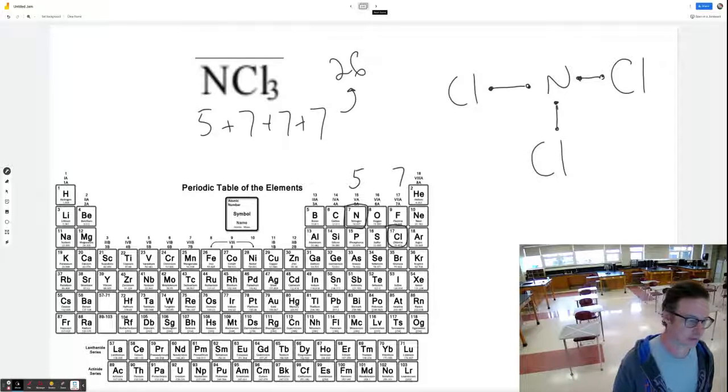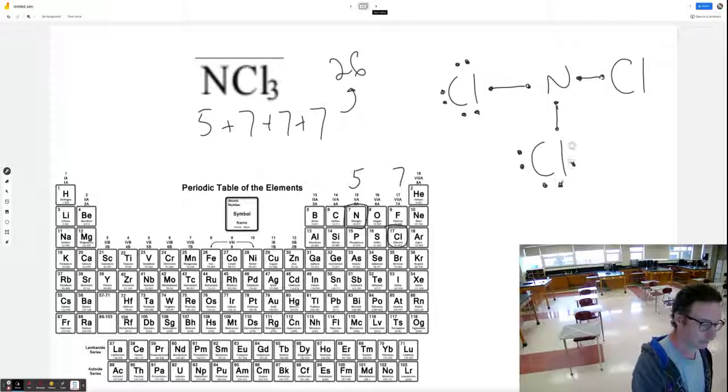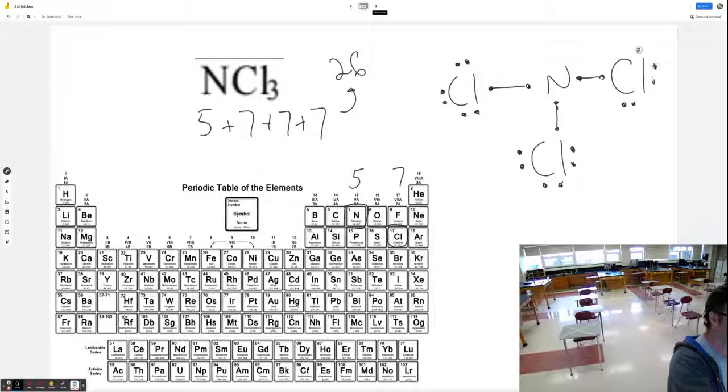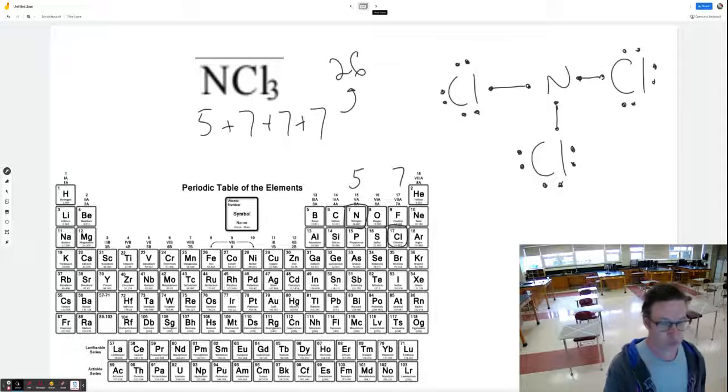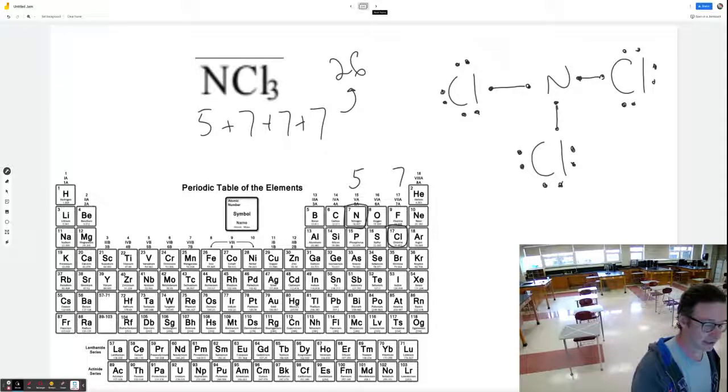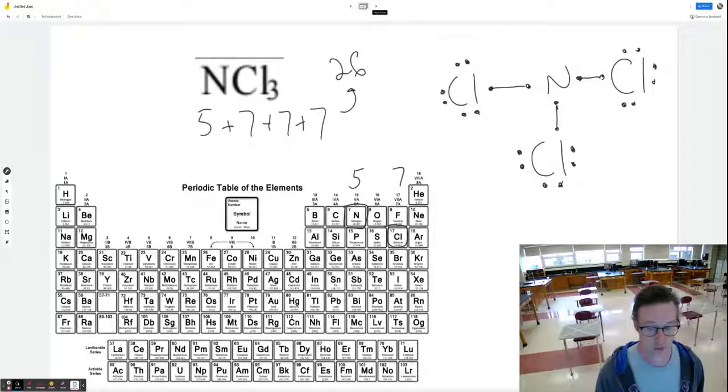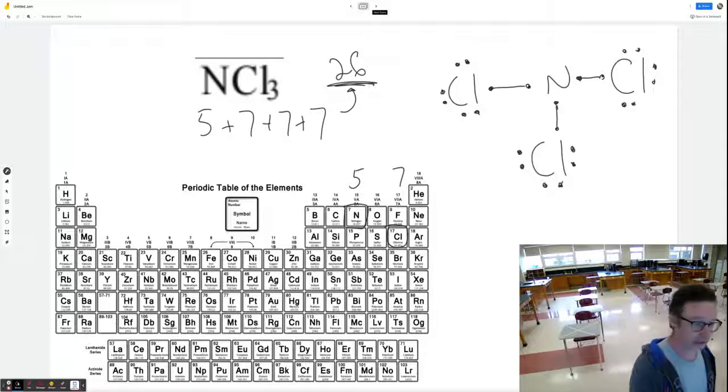Look at the outside atoms. Each chlorine has a bond, which gives it 2. So each chlorine needs 6 more. So 6 plus 6 plus 6, that's 18. Plus the 6 I used to make the bonds, that's 24. I had 26, I've got 2 left.